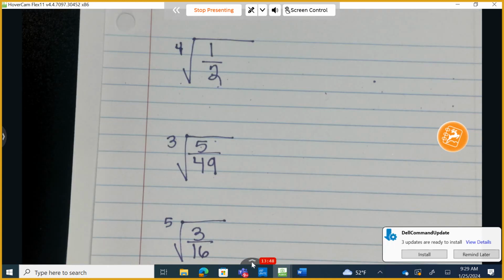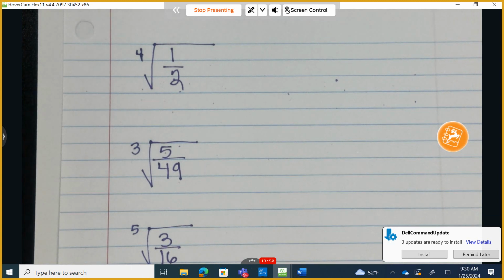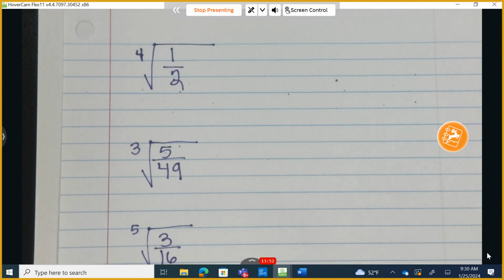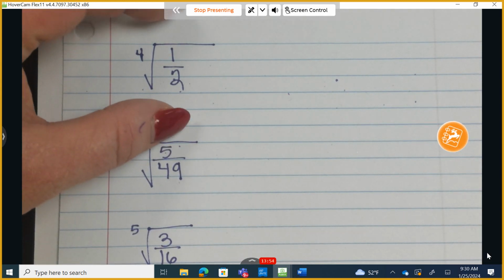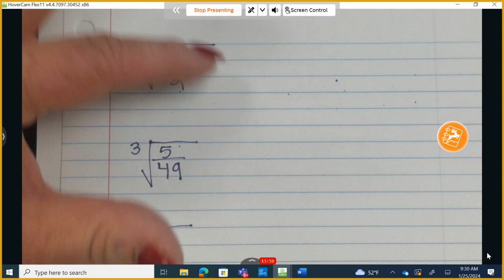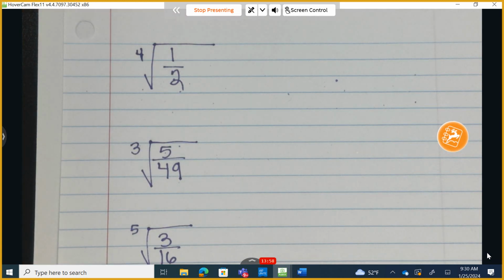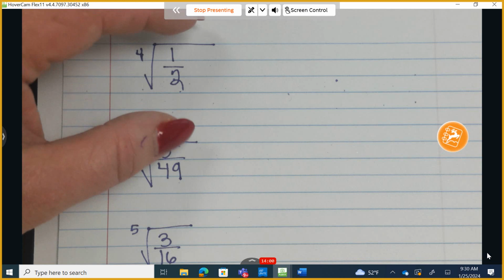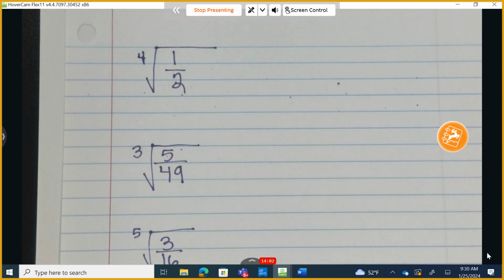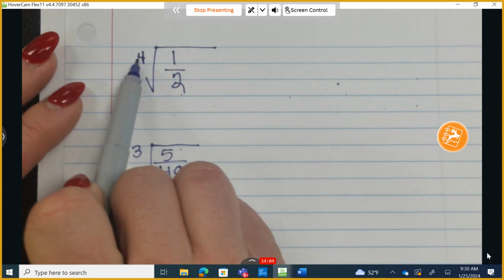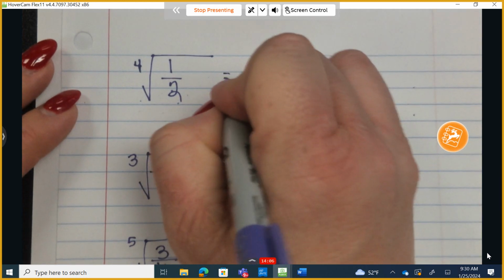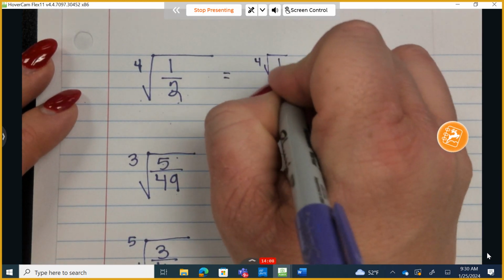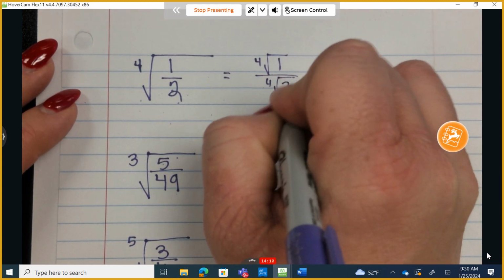Okay, so our second learning task for today will be to revisit how we take something like this answer and rewrite it in proper form. It doesn't mean that this is mathematically wrong, but it's not proper. So the first thing we're going to do is take this nth root and share it, or distribute it, to both the numerator and the denominator.